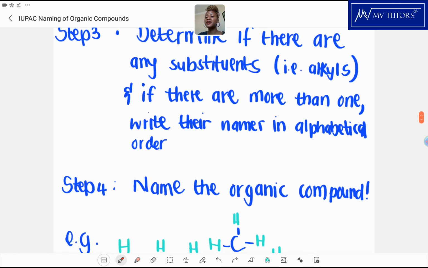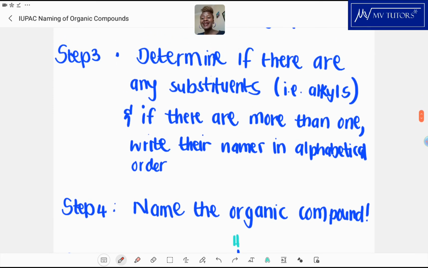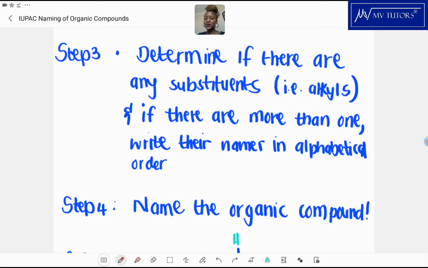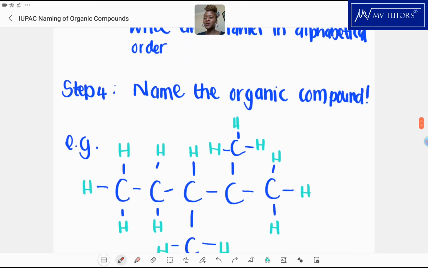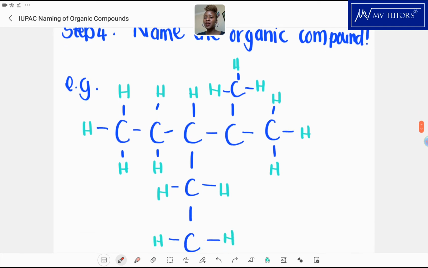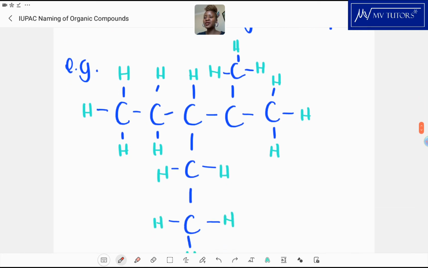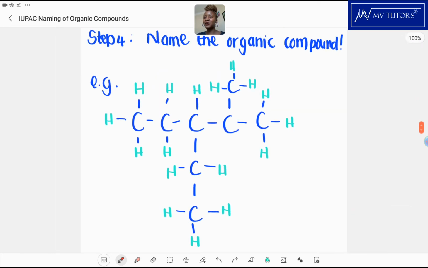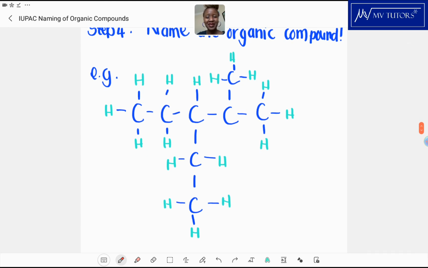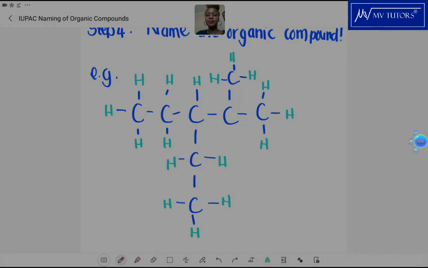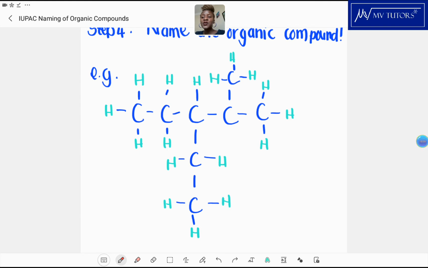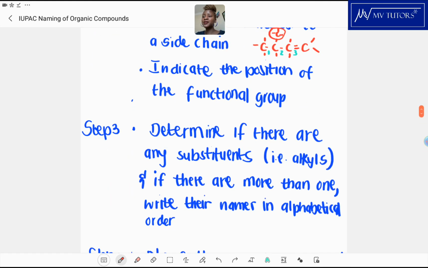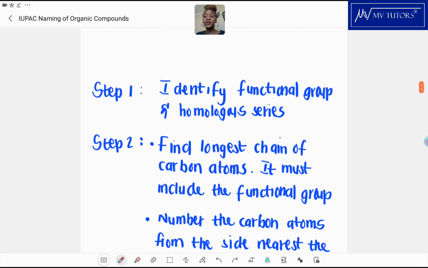And 4, yay, we're at the end. Name the organic compound. All right, so here we are. We're going to start with the first one with all those rules in mind. Now, let us name this. Okay, so first of all, step 1, we said that we need to, let's just go back to it, identify the functional group. Yes, identify the functional group.